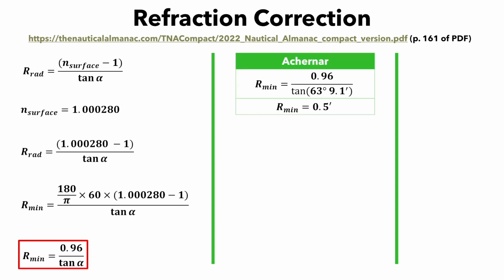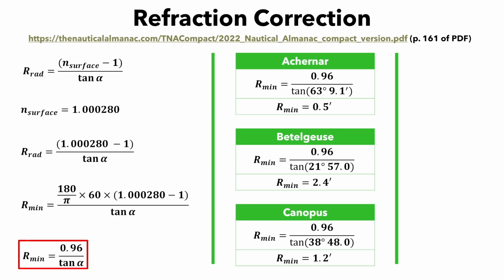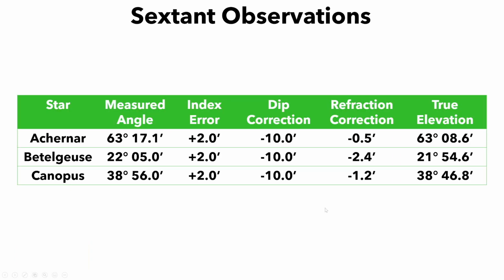So for Achernar, we get half an arc minute. For Betelgeuse, we get 2.4 arc minutes. And for Canopus, we get 1.2 arc minutes. And if we compare it to the values given in the almanac, we can see that they are pretty much correct. So Achernar was 63 degrees, Betelgeuse at 22 degrees, and Canopus at 39 degrees. So now we've made all the necessary corrections. All we need to do is add them to the measured angles to get our true elevation or true altitude.